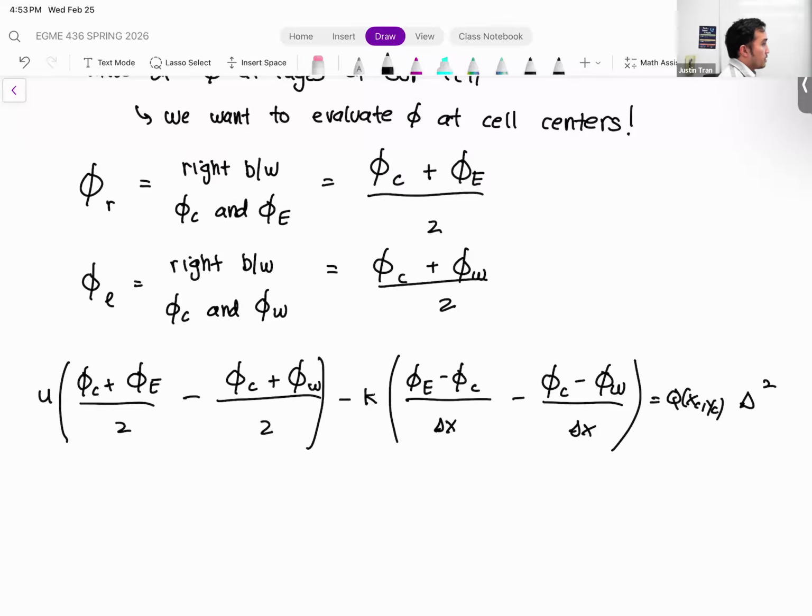Question: why is there a YC? Oh, sorry, there's no Y. Thank you. I was jumping ahead to 2D already. It should just be Q of X.